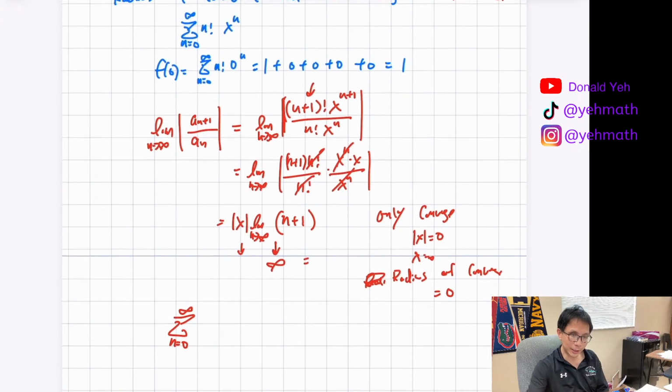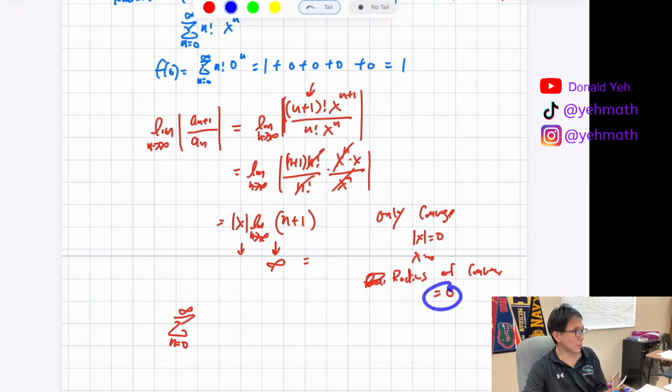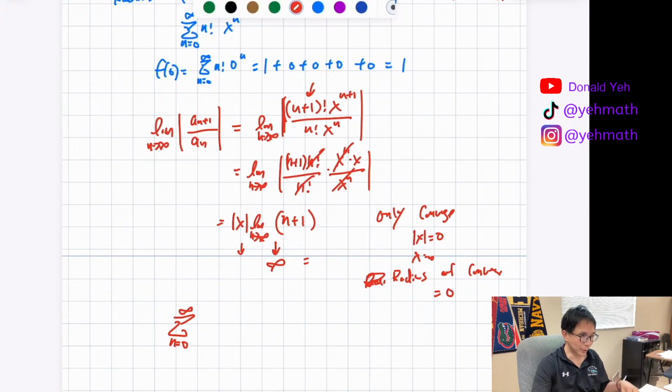So in this particular power series, it only works at x equals 0. It doesn't work anywhere else. It cannot give a true representation of anything since it only works on one single spot. So it's pretty useless. Now what we're going to do is go to the next one.